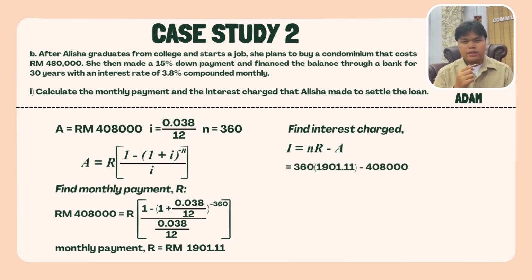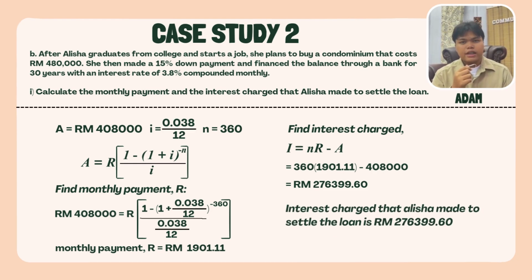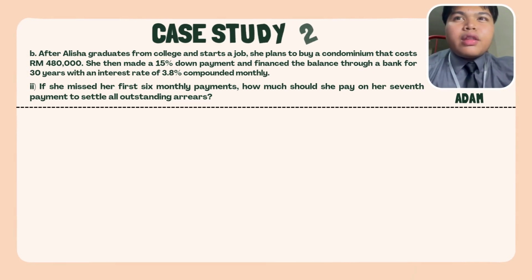After that, to find the interest charge, we use the formula I equals nR minus A. 360 times 1,901.11 minus 408,000 ringgit. We get RM 276,399.6. So the interest charge that Alisha paid to settle the loan is RM 276,399.6.